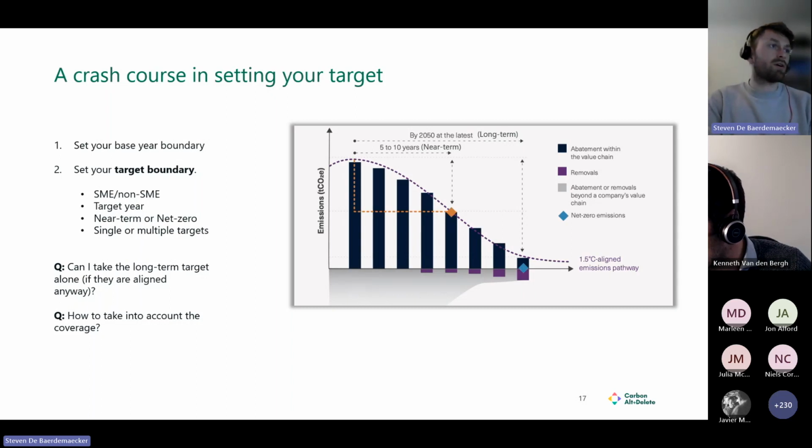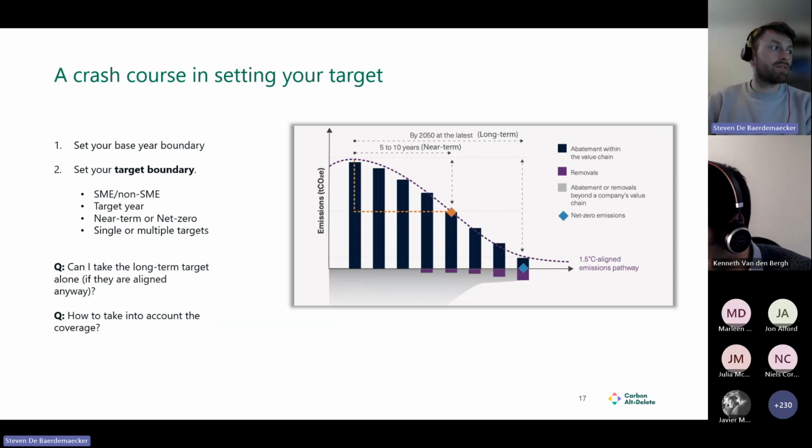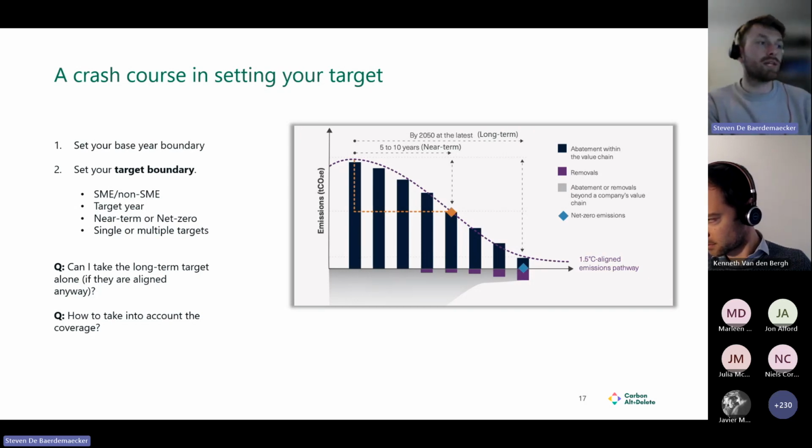It involves a near-term target, a long-term target, and some remaining removals. And then how to take into account your coverage. That was again addressed by the previous slide, but again, in this target calculation, you start from a base year with a certain reduction of emissions, and then you come up with a certain target boundary based on that coverage you've set in your base year.